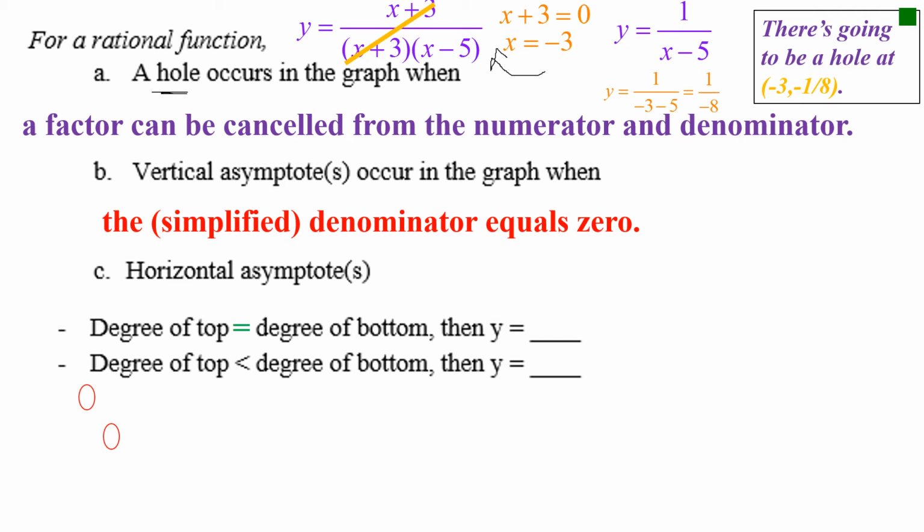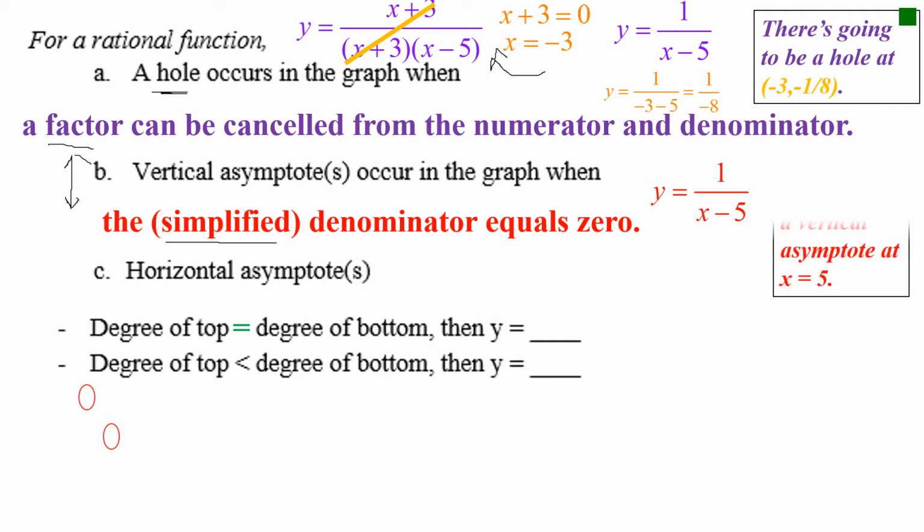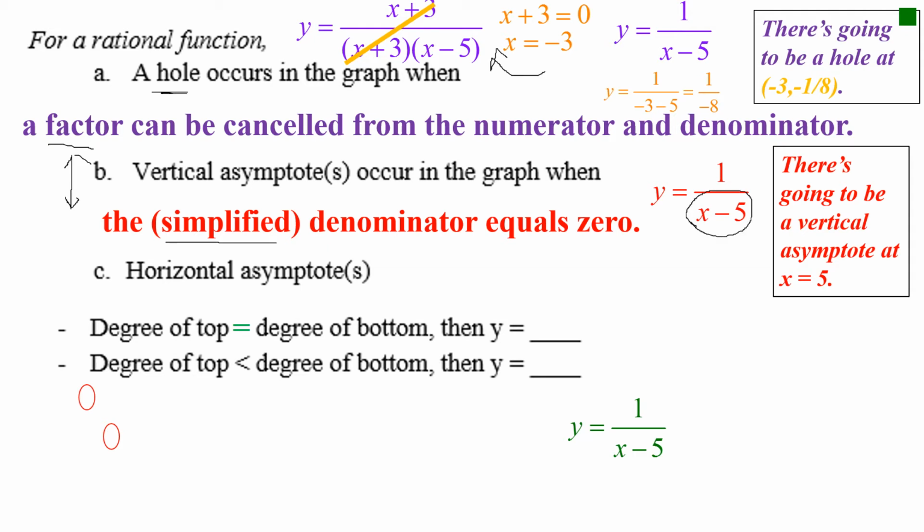Let's talk about vertical asymptotes. Those are vertical lines that your graph will not cross. Again, we have to factor and simplify. Once we've done that, we set the denominator equal to 0. In the case of 1 over x minus 5, when I set the denominator equal to 0, I find that x is equal to 5. So that's where my vertical line will be, at x equals 5.